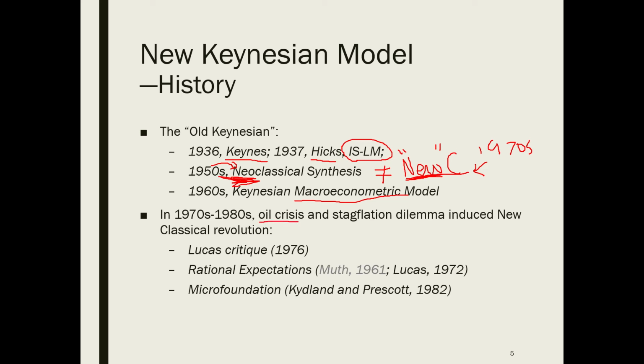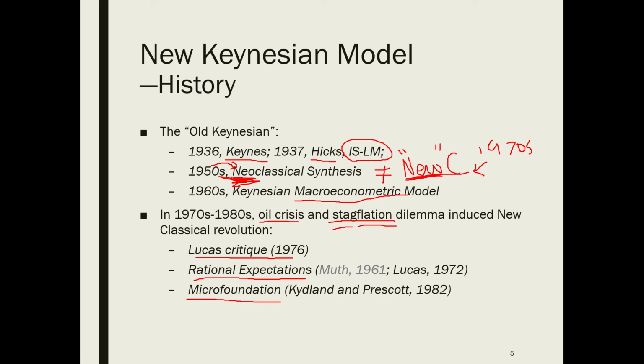During this crisis, there is a stagflation. The monetary policy only raises the inflation without changing the output, which leads to the famous Lucas critique in 1976. It also leads to the rational expectations revolution, originally proposed by Muth in the 1960s, but later on formalized by Lucas in 1972. It even leads to the fundamental revolution in macroeconomics in 1982 by Kydland and Prescott, who introduced the micro-foundation into macroeconomic models.